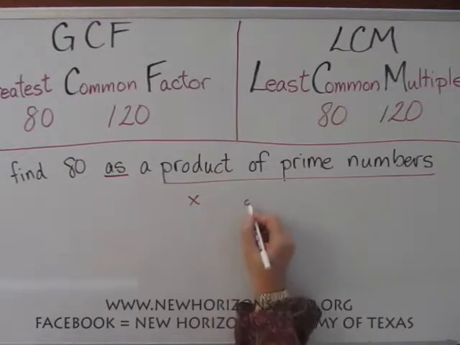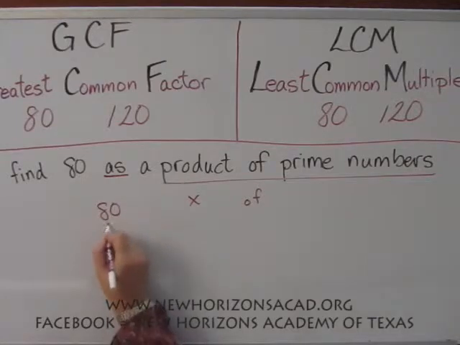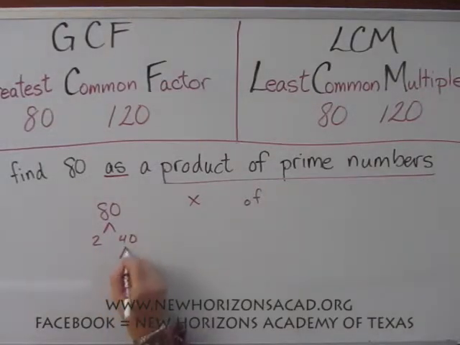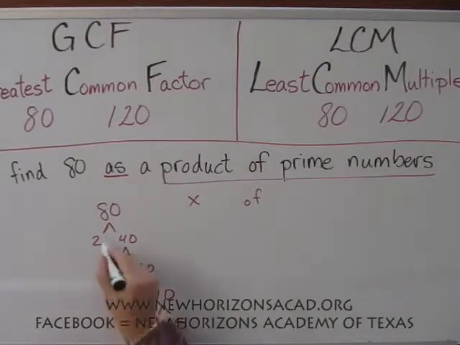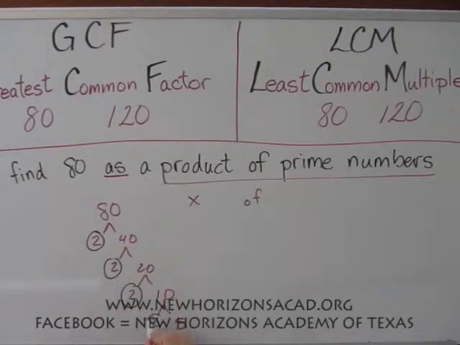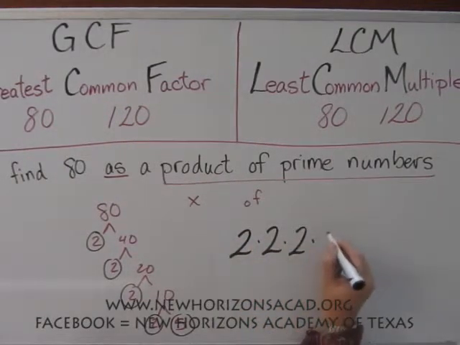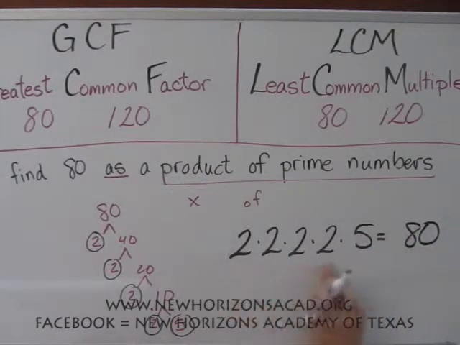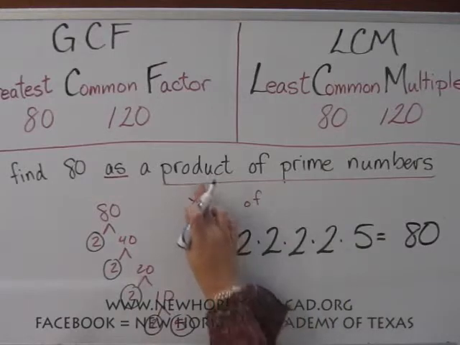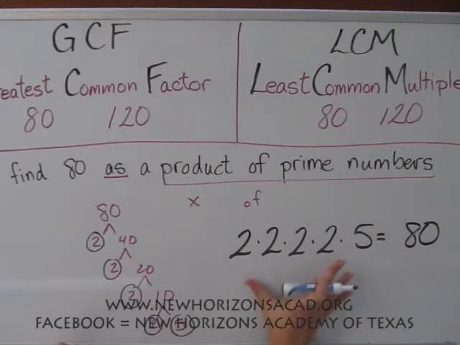Product means multiplication. Multiplication of the prime numbers that make 80. So that would be this. 2 times 40, 2 times 20, 2 times 10, 2 times 5. So 2 times 2 times 2 times 2 times 5 equals 80. This is a sentence of multiplication of prime numbers. It is a product of prime numbers, and that is how I am writing 80 as a product of prime numbers.